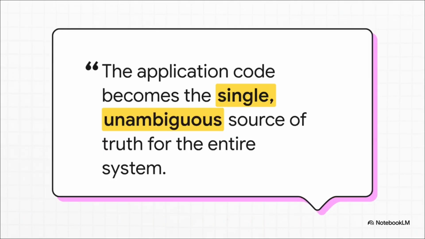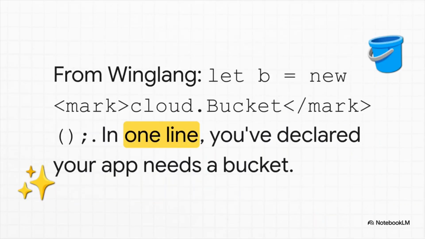And this right here, this is the core idea. With IfC, your application code becomes the one and only source of truth. There's no separate Terraform file that can get out of sync or drift over time. What you see in your app's code is exactly what you get in the cloud. Period. Let's make this real with a quick example from a new language called Winglang.